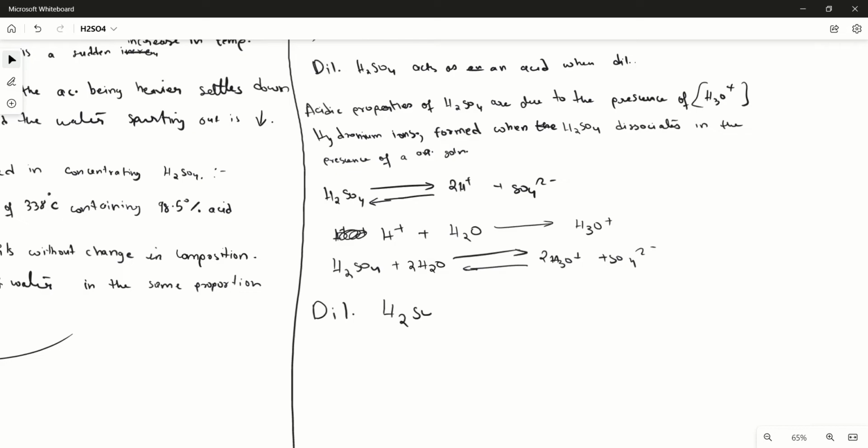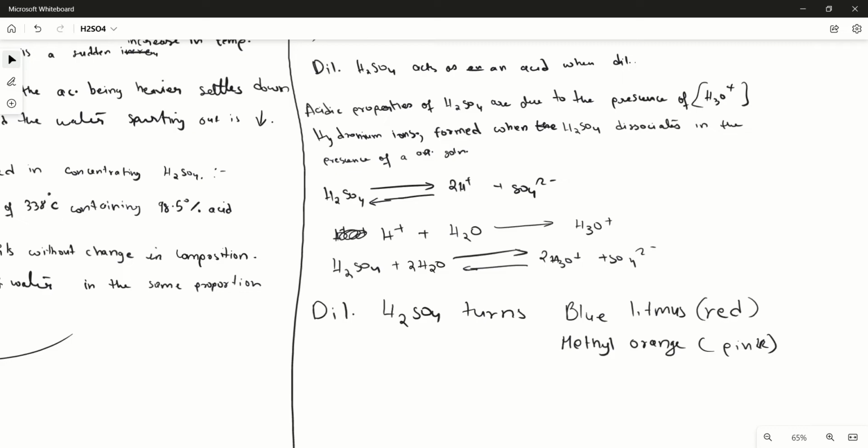Dilute H2SO4 turns blue litmus red and methyl orange pink. That's it, that's the dilute sulfuric acid.